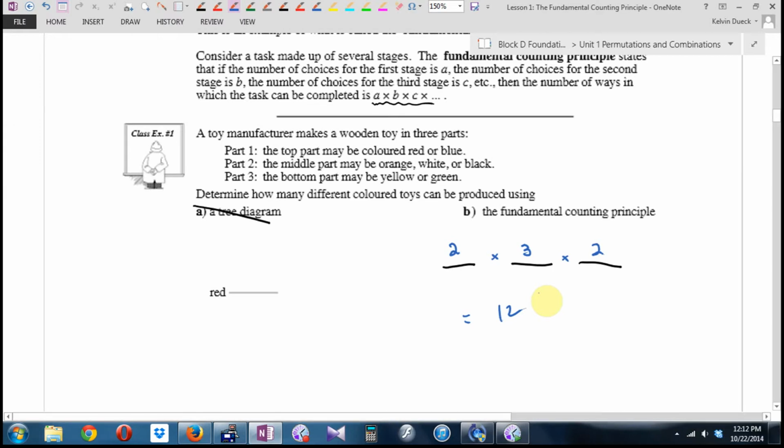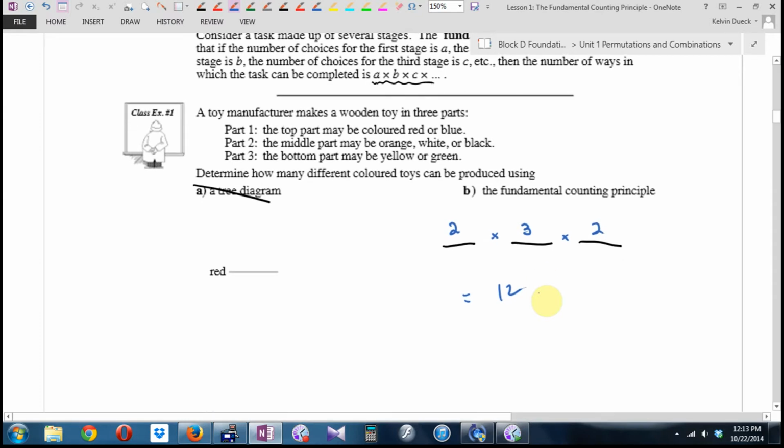I could have drawn a tree, and it would have been 2 branches, and each of those 2 branches would have had 3 branches, and each of those 3 sub-branches would have had 2 sub-sub-branches. Forget it. Well, for probability questions where you almost always only have 2 outcomes, a tree is very useful, but not as much for this.